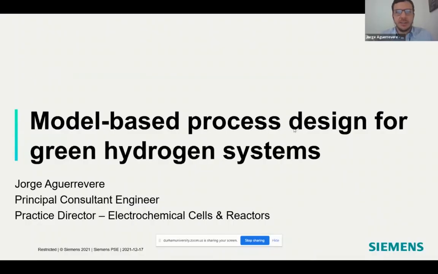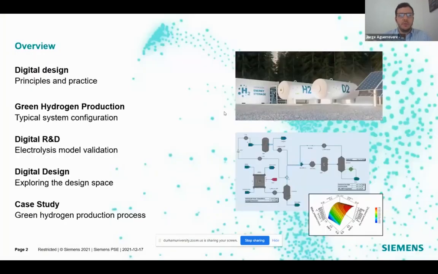Thanks everyone for joining today, and thank you for the introduction. Just to give you a brief overview of what we'll be covering during the presentation today, I'll start by describing the principles and practice of digital design, and then describe green hydrogen production systems briefly, before moving on to how we use digital R&D to validate models, and then digital design to deploy those models to create value. And I'll finish by giving a case study of how these models are used to design and optimize green hydrogen production systems.